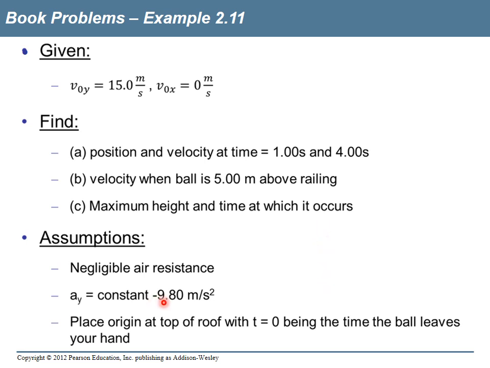So we'll typically use acceleration due to gravity as negative 9.8 meters per second squared, because our sign convention will typically make it negative. Doesn't have to be. If you choose to use a different sign convention, it can be different, but I wouldn't recommend that. So when we start this, we're going to place the origin at the top of the roof, with time equals 0 being the time the ball leaves our hand. So origin will be at the top of the roof.